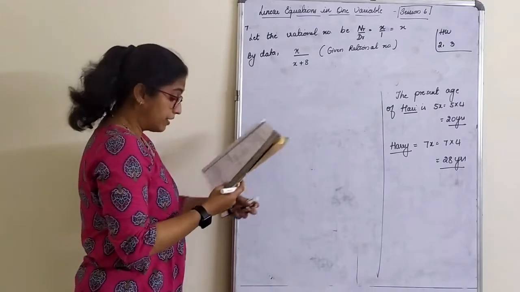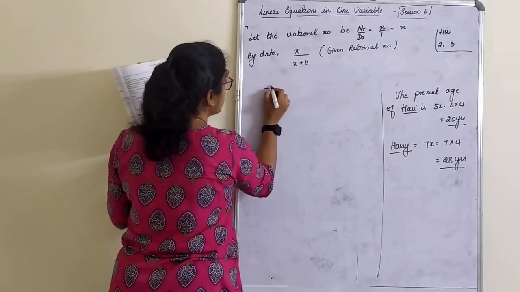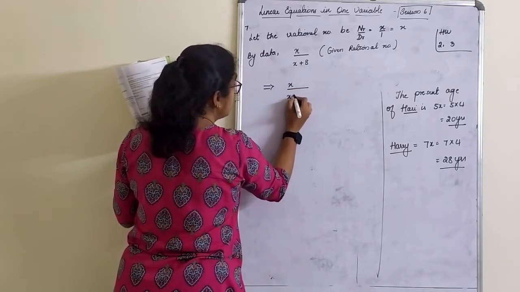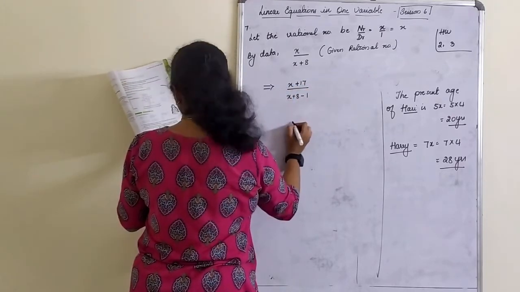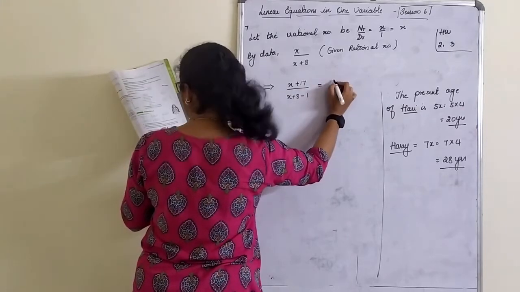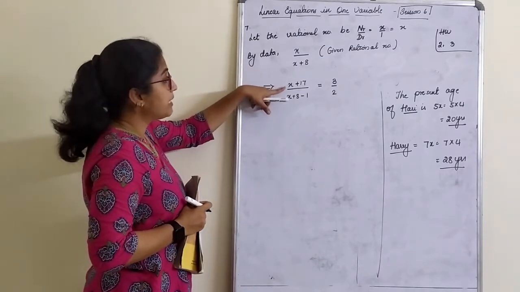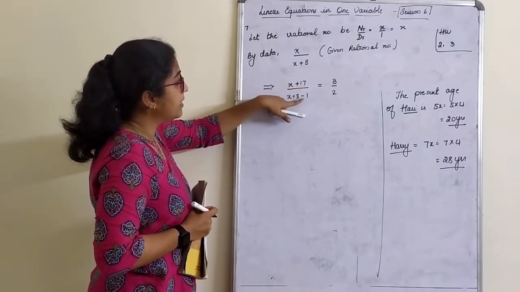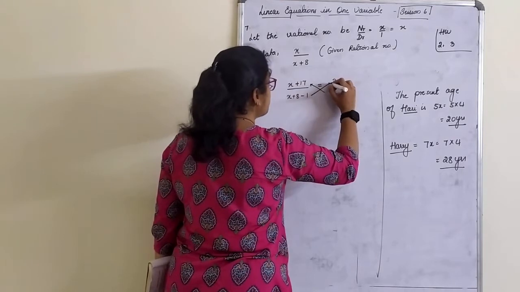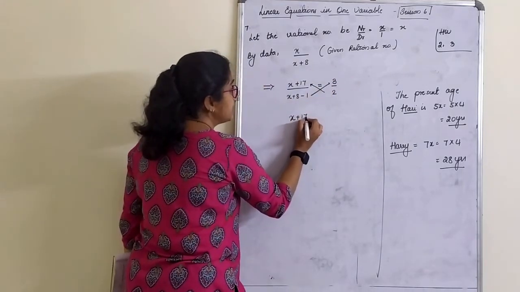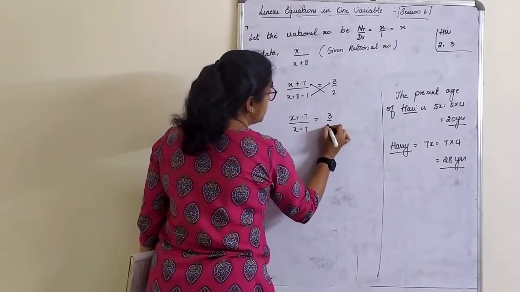So further what they have told: x upon x plus 8, if the numerator is increased by 17 and denominator is decreased by 1, the number obtained is 3 by 2. This is the rational number, okay? Solve now, cross multiply. Before cross multiplying, x plus 17 divided by x plus 8 minus 1, that is x plus 7, is equal to 3 by 2.